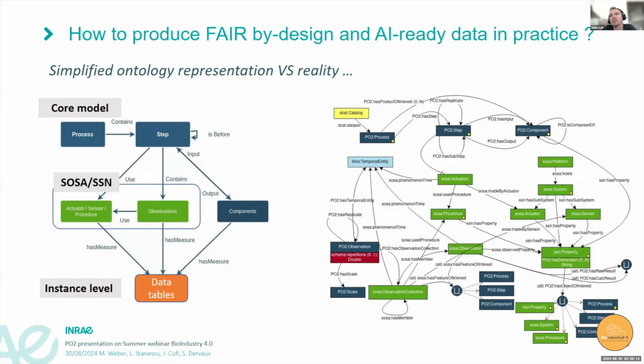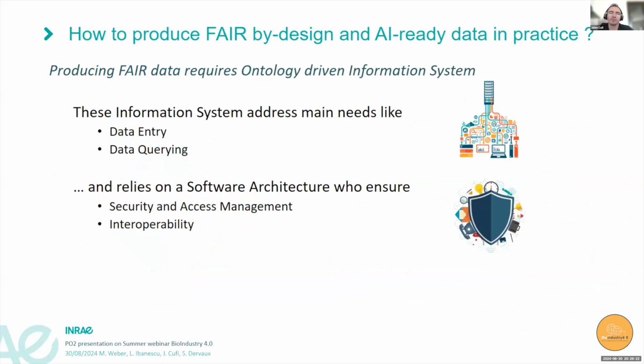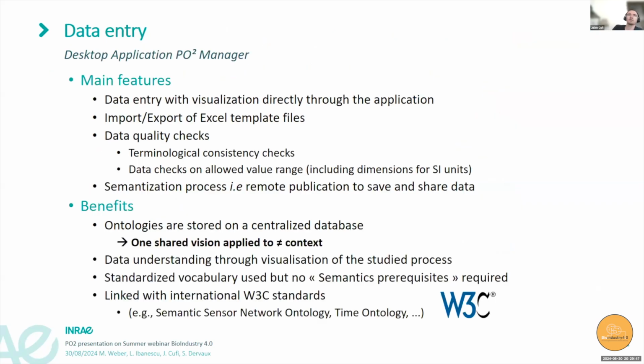And to handle this complexity, we need an information system, and especially an ontology-driven information system. So we need this kind of information system for producing FAIR data. This information system addresses main needs like data entry and data querying, and relies on a software architecture that will ensure security and access management, and also interoperability. So the first need is the data entry. For this need, we developed a desktop application called PO2 Manager.